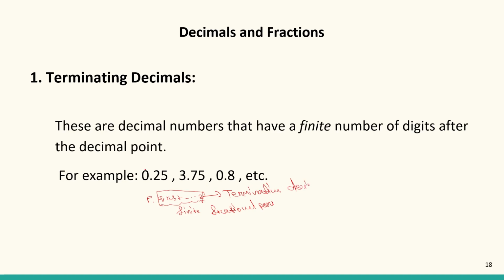Here for example you can see that 0.25, after the decimal point you have only two terms, that is 2 and 5. Again here after the decimal point you have 7 and 5 and nothing else. So that's why we can say that these are terminating decimals.